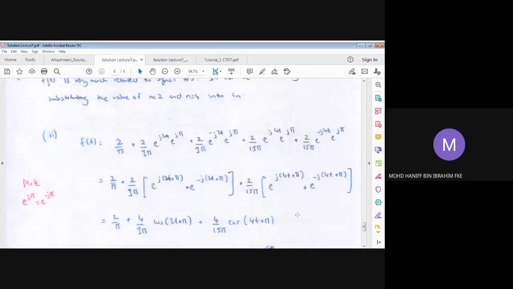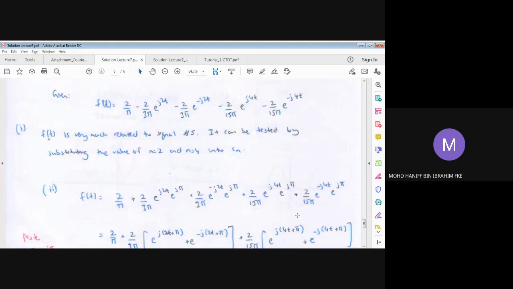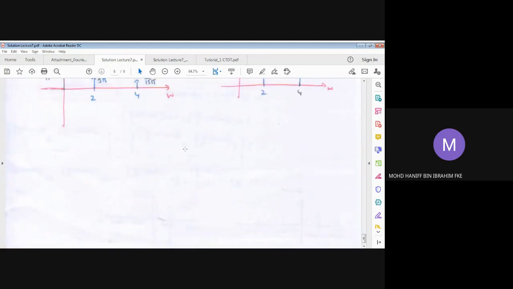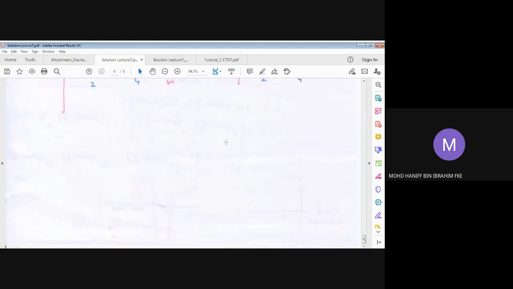Okay, I don't have a solution for this. I'm very sorry. I don't think I prepared a solution for this example. My solution is only up to the previous example. But after all, this is just similar to what we have done before.